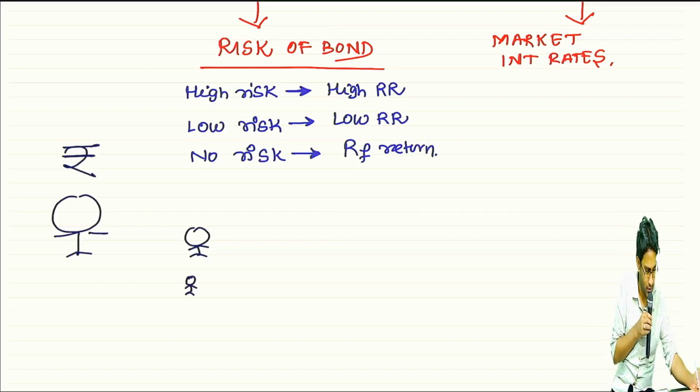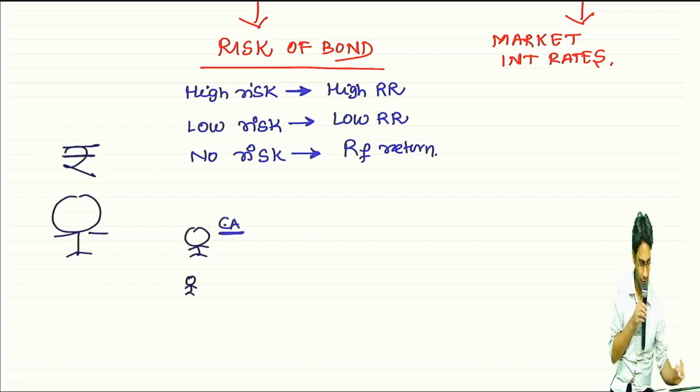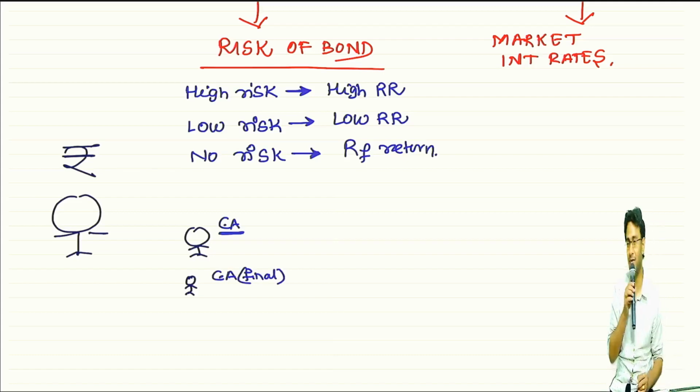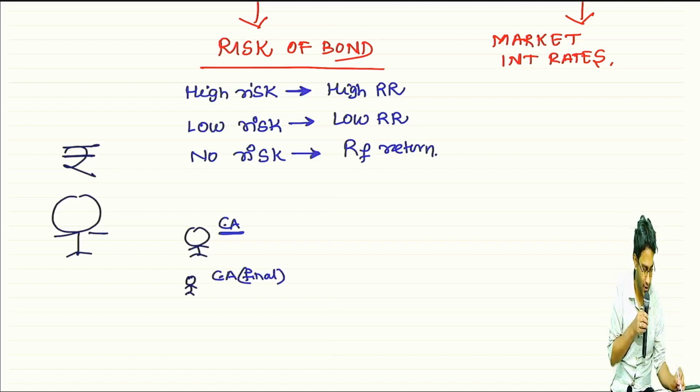He is a CA, sir, qualified. This boy, CA final, almost qualified. Both are asking this lender to invest 1 lakh rupees. This fellow has 1 lakh rupees, sir, surplus. He wants to lend either to him or to him.